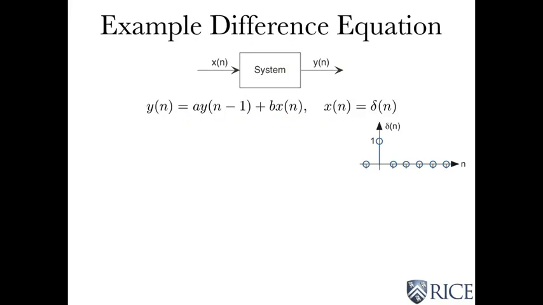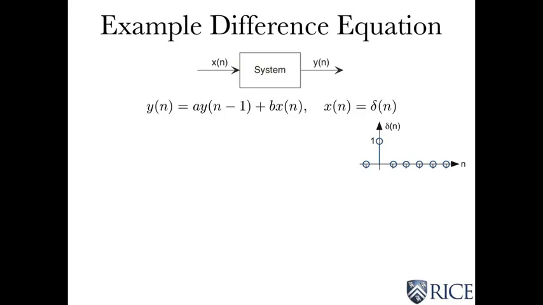So it's a very, very simple input. Only one value is not 0. We'll learn in this video that this is a very important input to know the output for. So what do we do?